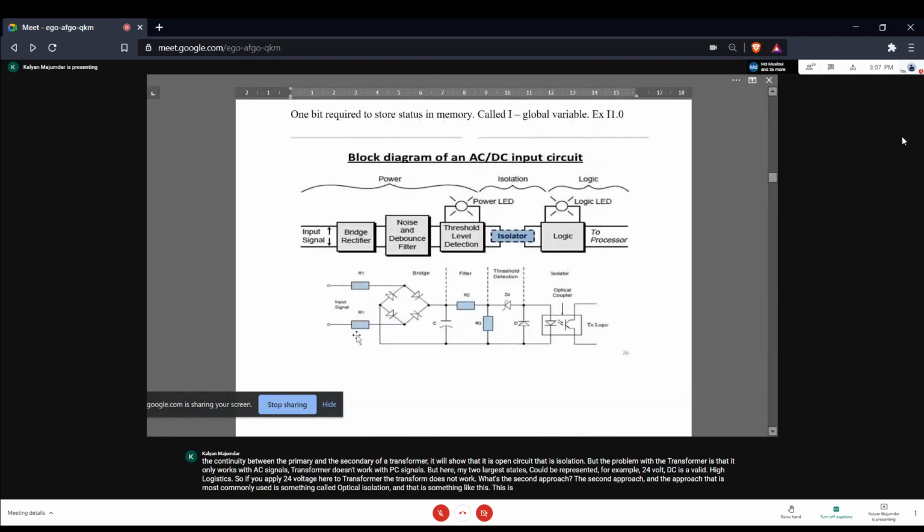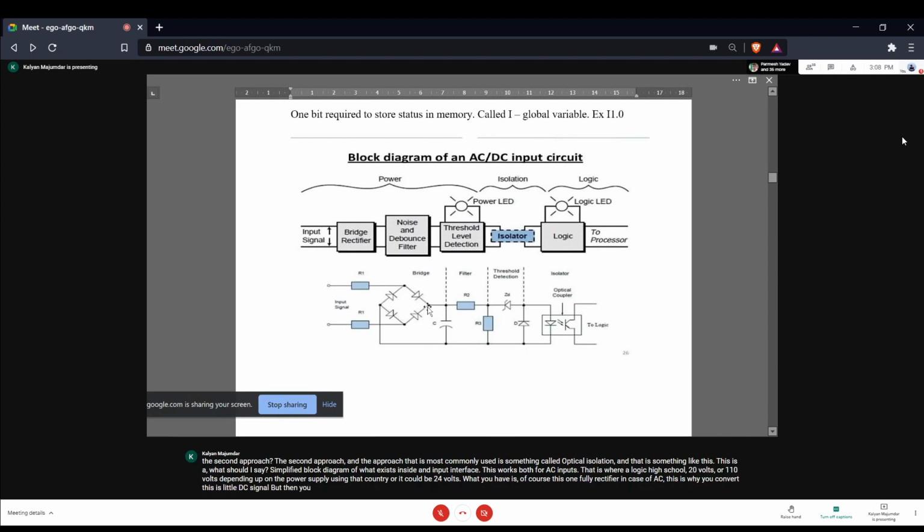This is a simplified block diagram of what exists inside an input interface. This works both for AC inputs, where a logic high is 220 volts or 110 volts, depending upon the power supply used in that country, or it could be 24 volts. What you have is, of course, a full wave rectifier. In case of AC, this is required. You convert this into a DC signal.